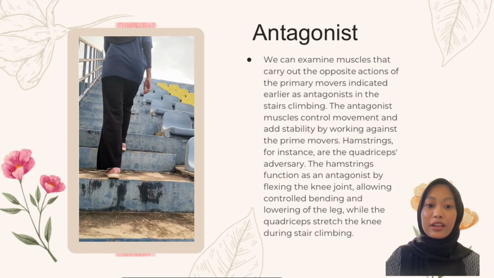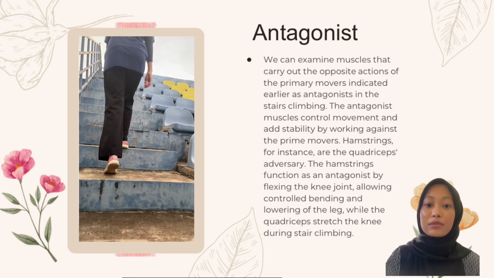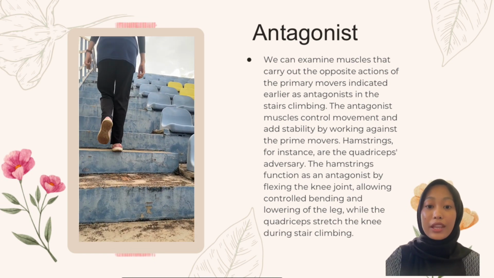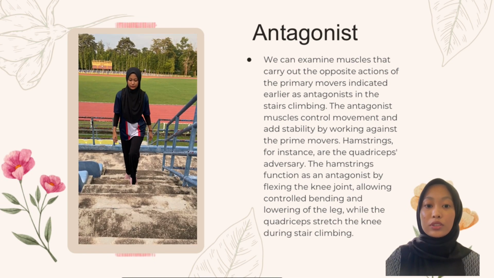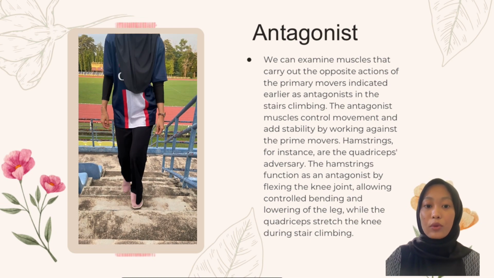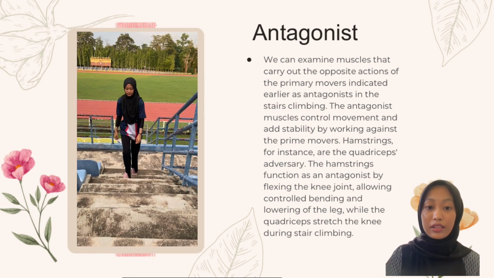Hamstrings, for instance, are the quadriceps' adversary. The hamstring functions as an antagonist by flexing the knee joint, allowing control, bending and lowering of the leg, while the quadriceps stretch the knee during stair climbing.